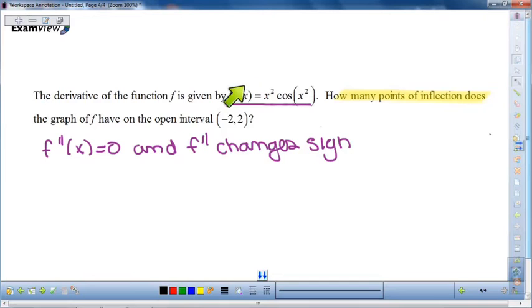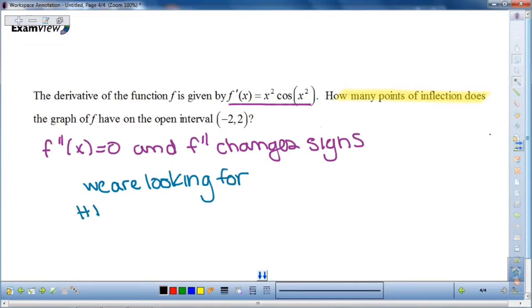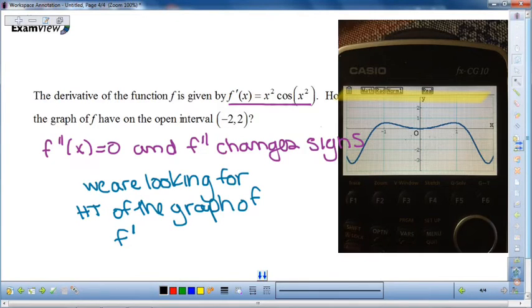But we have the graph of f prime, so we're given f prime. With f prime, we are looking for the horizontal tangents of the graph of f prime. So what we're going to do is use our calculator to graph. Notice how I changed my windows. Remember we talked about changing your windows.